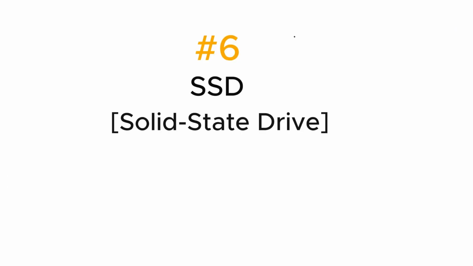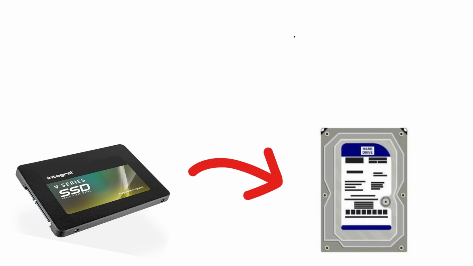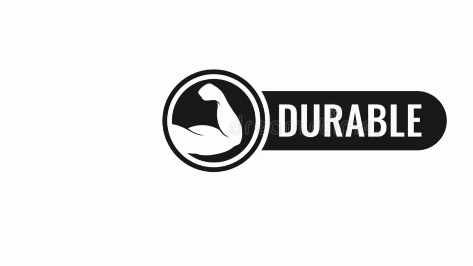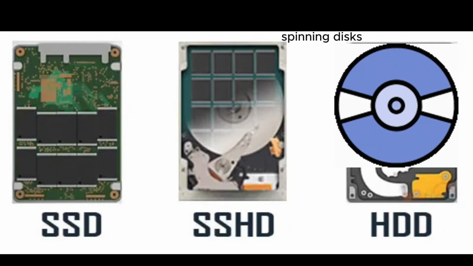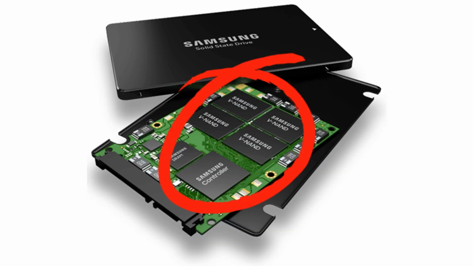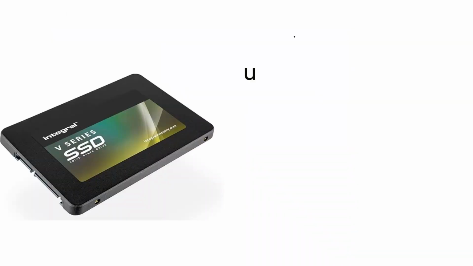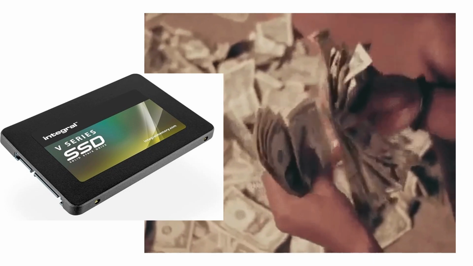The SSD, solid-state drive, works like a hard drive, but is faster and more durable. Instead of spinning disks and wires, it uses memory chips. Some computers have both an SSD and a hard drive, while others use only an SSD. Though more expensive, SSDs have become standard due to their speed and reliability.